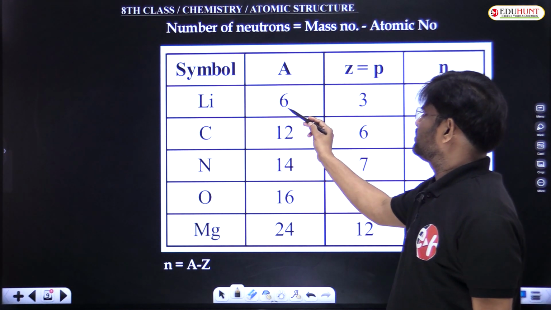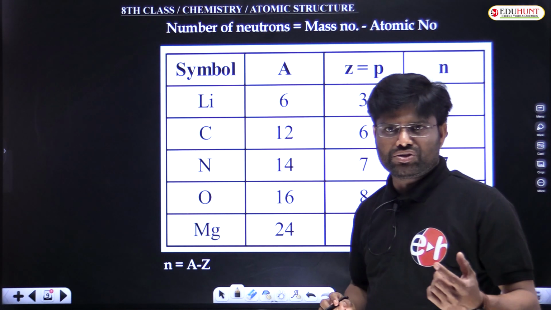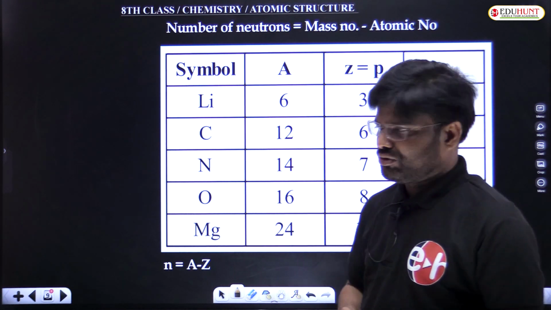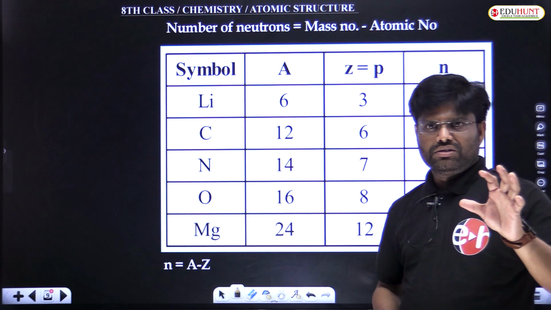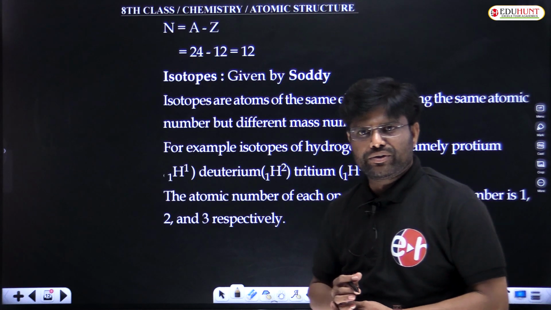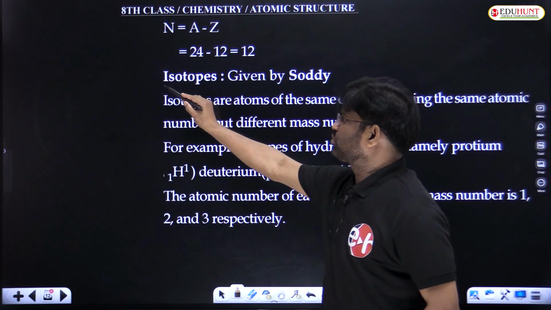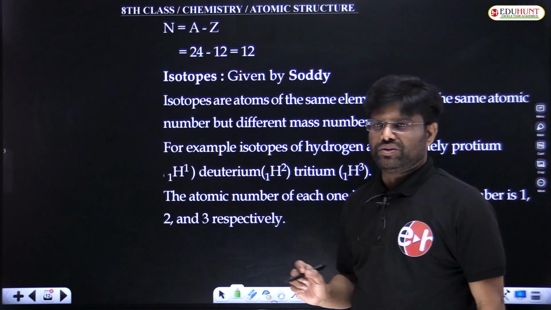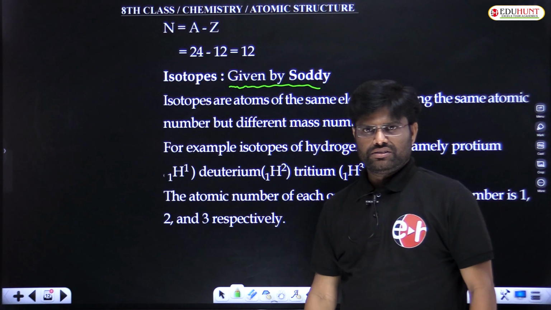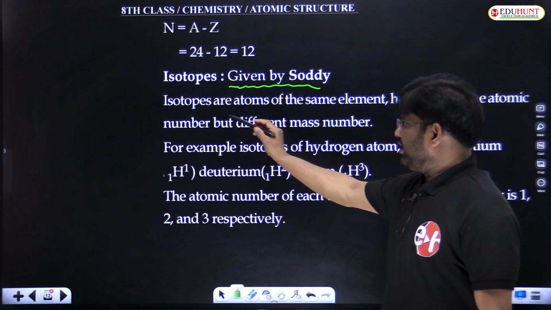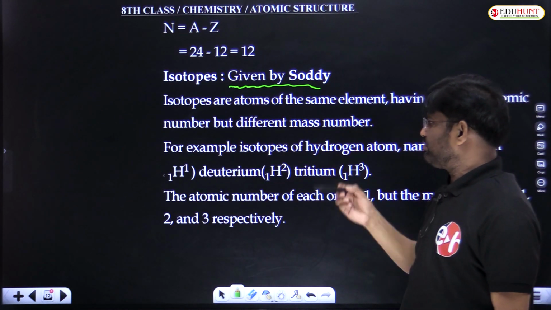Lithium: this is the mass number, this is the atomic number. I have already given notes that you should practice, so no need to follow this now. Before explaining isosters, let me explain isotopes once. This term was given by the scientist Soddy. Isotopes are atoms of the same element having the same atomic number but different mass numbers.